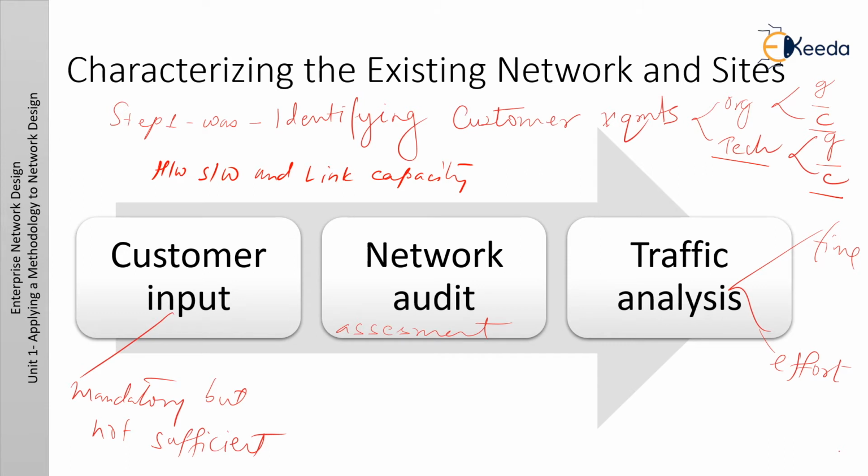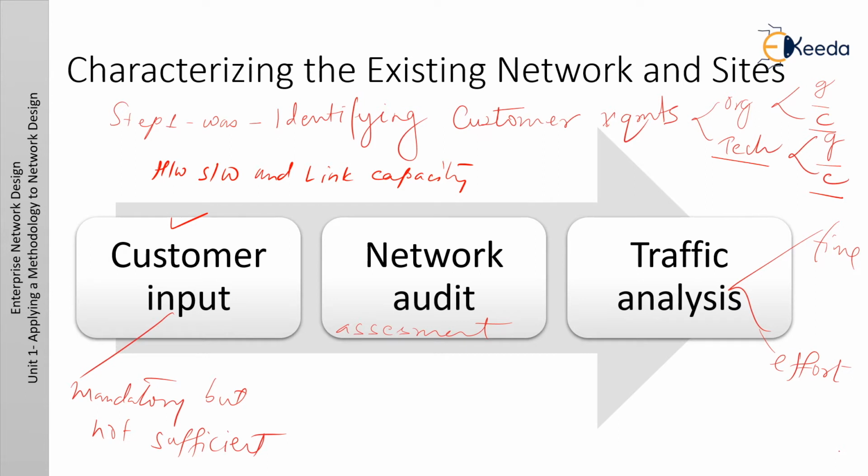So, the first step of this second step is customer input. Customer input: review existing documentation about the network and use verbal input from the customer to obtain a first impression about the network. Although this step is mandatory, it is not sufficient and some results might be incorrect.